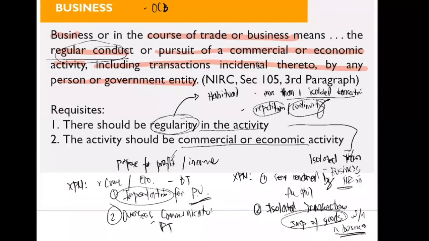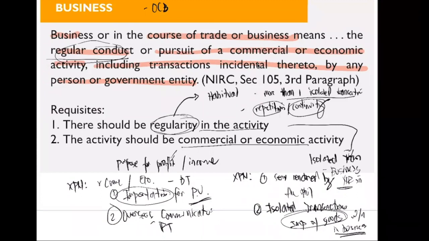The exemption to this rule is that even if there is only one isolated transaction, it is still considered a business, therefore subject to business tax. And what are those? First, if there is a service rendered by a non-resident in the Philippines. What we presume here is the economic activity, even if the non-resident is not presumed as doing business. The second one here is your isolated transactions, such as your importation of goods, whether or not you are engaged in business.